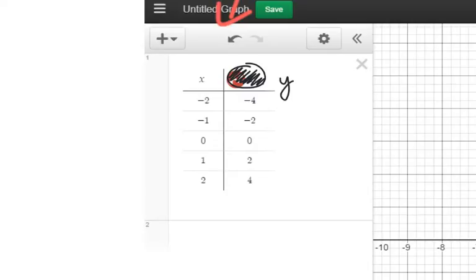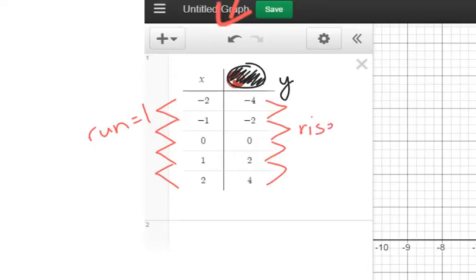In the left column, you have the values of x: -2, -1, 0, 1, and 2. We want to figure out the run over here, and you can use mental math. These numbers are increasing by 1 each time. Over in the right column, you have your values of y: -4, -2, 0, 2, and 4. Again, we want to figure out what the rise is. And again, you can use mental math. These numbers are increasing by 2 each time.